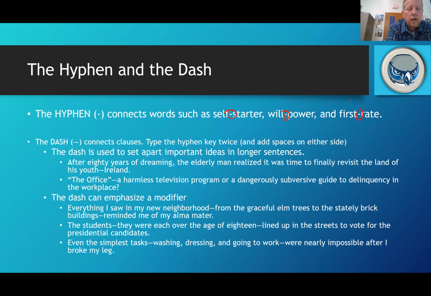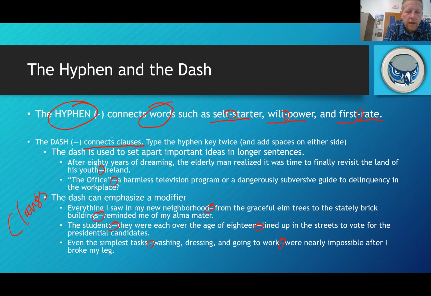A dash connects clauses. So if you're connecting words like self-starter, willpower, and first rate, you are using a hyphen. If you're connecting clauses, you're using a dash. Here's a dash. Here's a dash. Here's a dash. Here's a dash. Here's a dash. Here's a dash. Here's a dash. And here's a dash. Notice that these are all connecting clauses while the hyphen connects words.